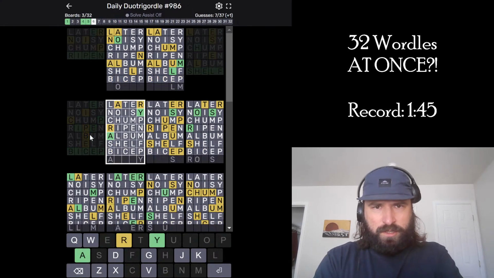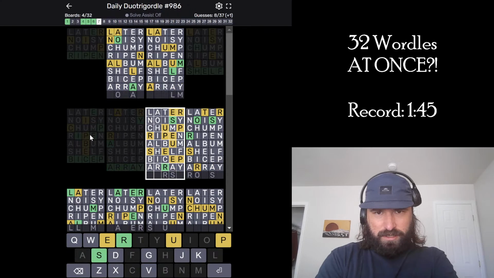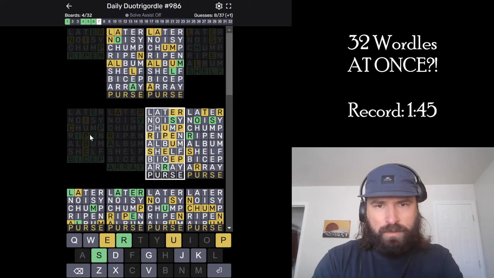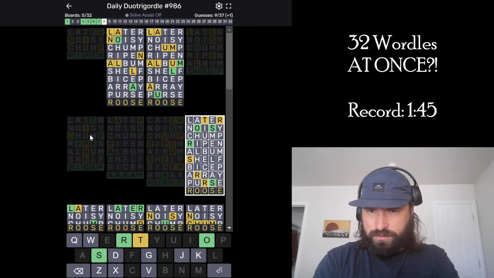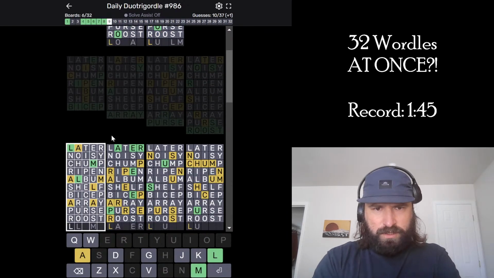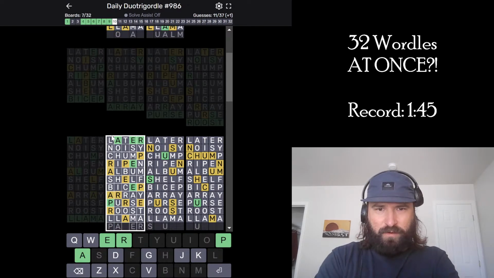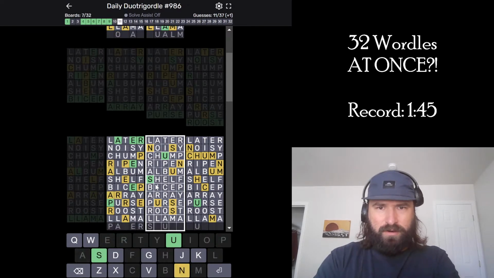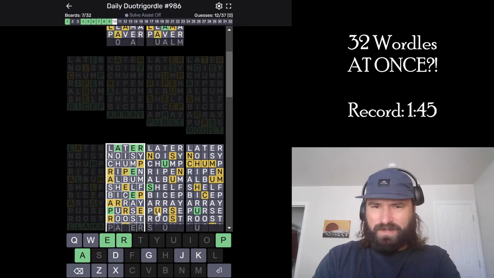It's a weird word. Okay, array probably. This could ruin it as well. That's not okay. That's good. And then purse. Roost. Okay, llama. This word starts with 2 L's, can be pretty sure. Paver, paper, parer. Oh, parer and paper don't, or is it just paver? I think par is a word too. I hate this game.